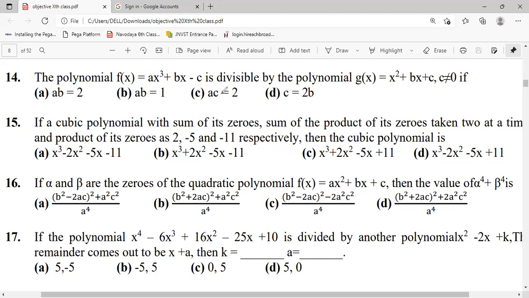No need to do this type of lengthy problem here. It will take so much time. You have to remember this as a formula.